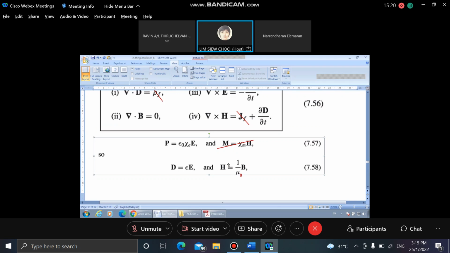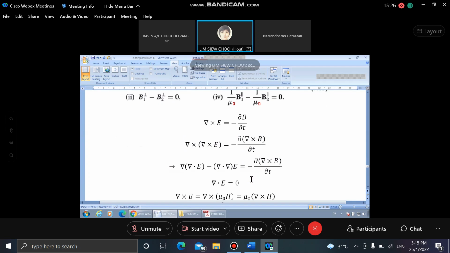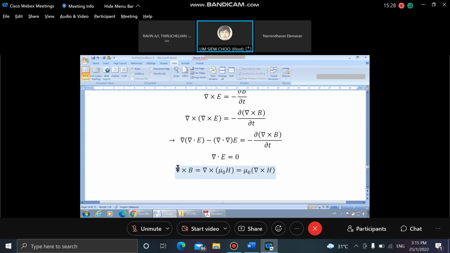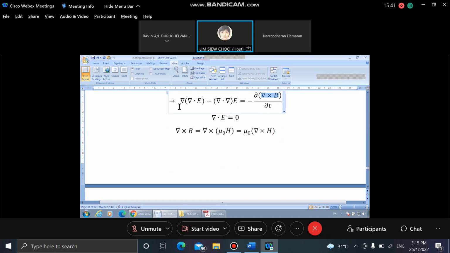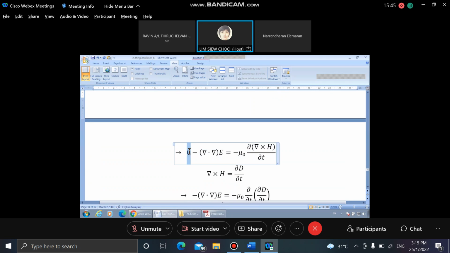So curl B equals mu naught curl H. Right? So B equals mu naught H, so curl B equals mu naught curl H. So we can substitute these results here. Okay, then the new equation, I use an arrow. So you have the mu naught outside, inside becomes curl H.